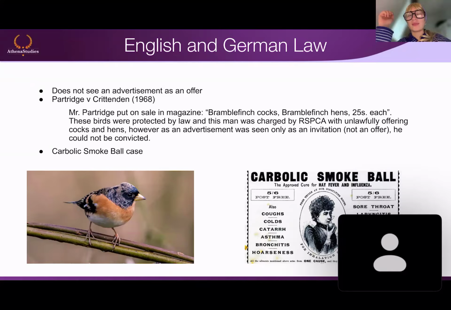And we have two cases for that. We have Partridge versus Crittenden. What happened here is that there is this guy, Mr. Partridge, who has cocks and hens, brambling finches, whatever, and he's selling them for some amount of money. However, these birds are protected by law, and a bird protection organization, you do not need to know, charged this man, saying that he was unlawfully offering cocks and hens which are under protection.